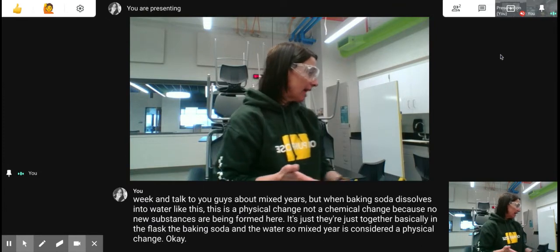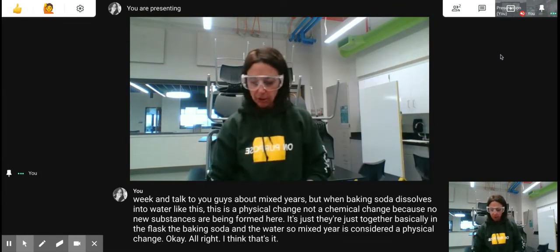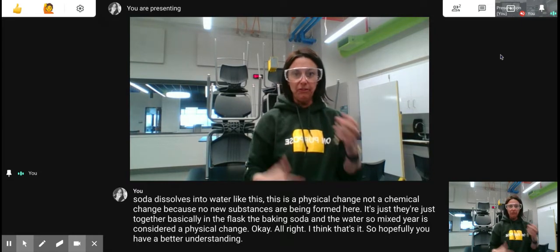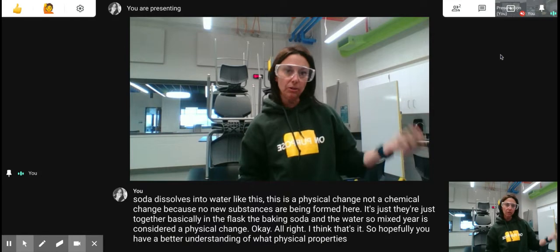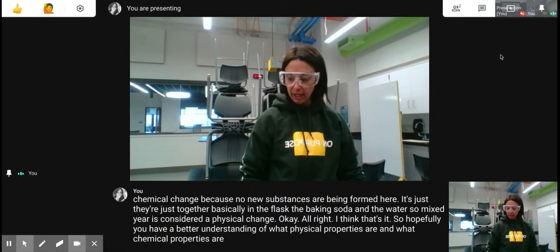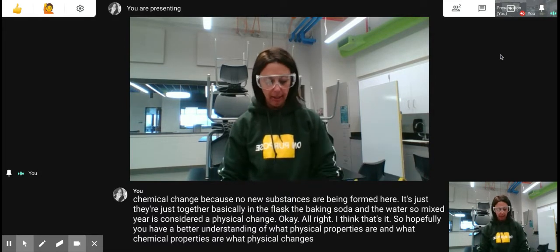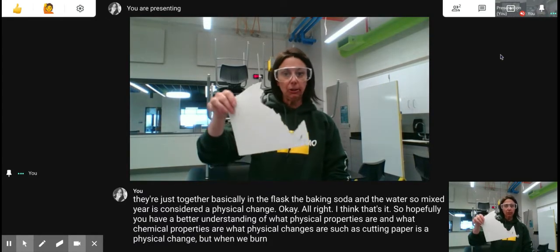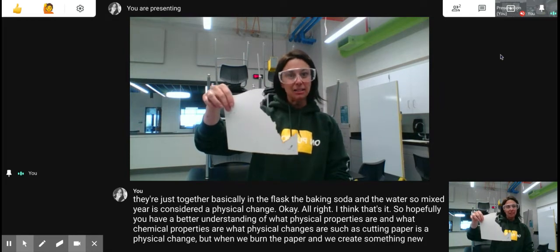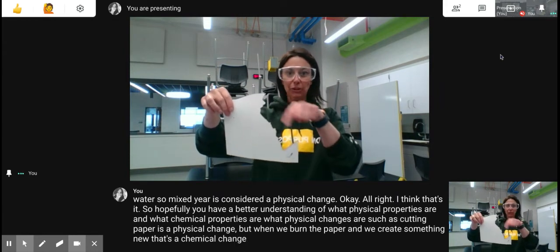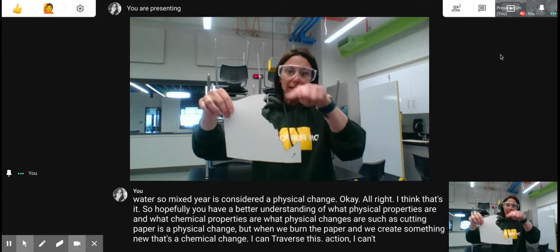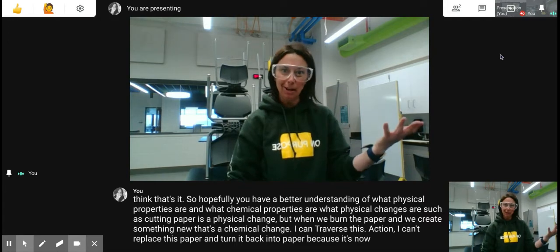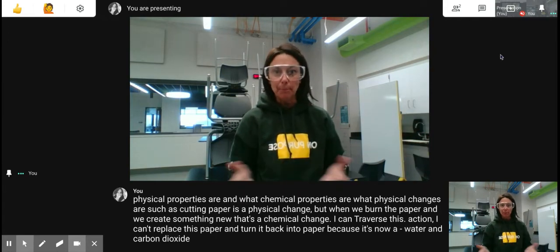All right, I think that's it. So hopefully you have a better understanding of what physical properties are and what chemical properties are, what physical changes are. So just cutting paper is a physical change, but when we burn the paper and we create something new, that's a chemical change. I can't reverse this action. I can't replace this paper and turn it back into paper because it's now ash, water, and carbon dioxide gas. So that's a chemical change.